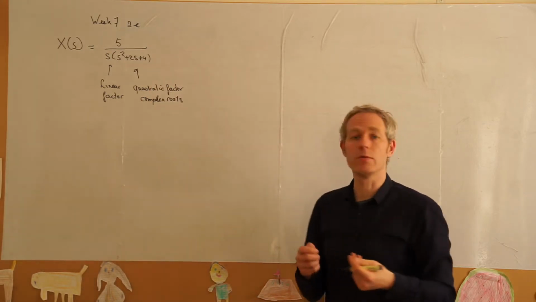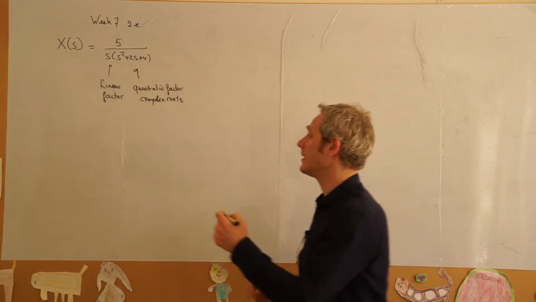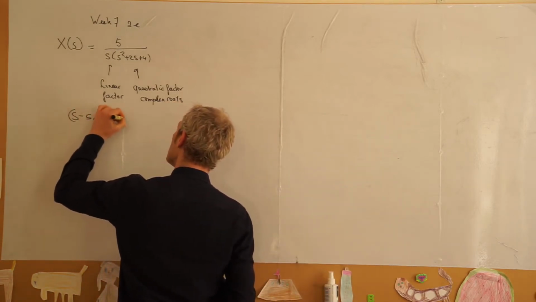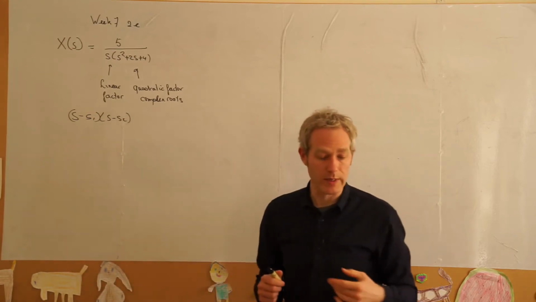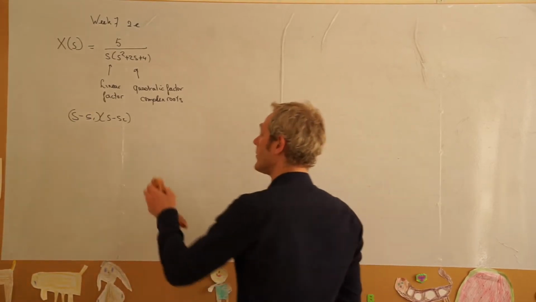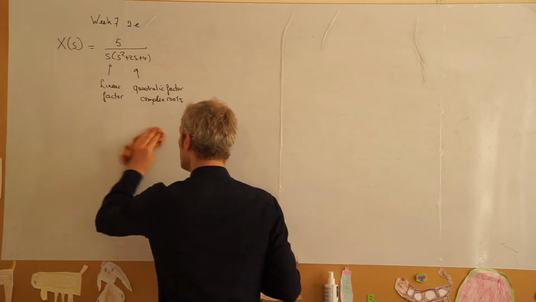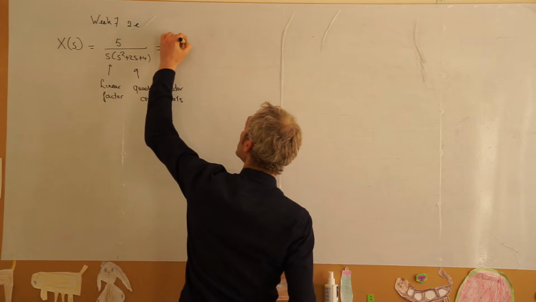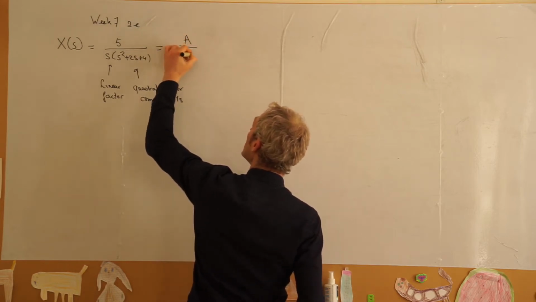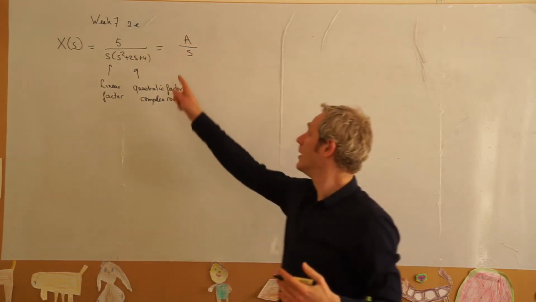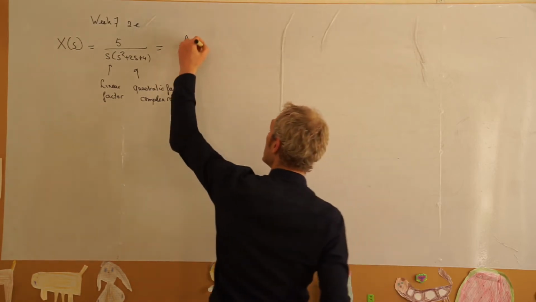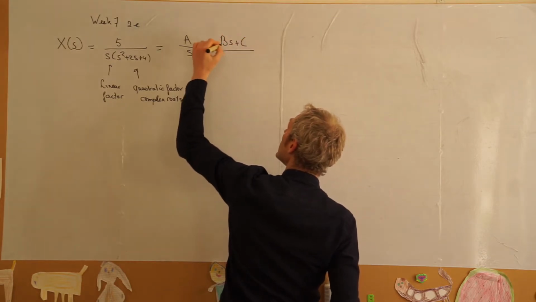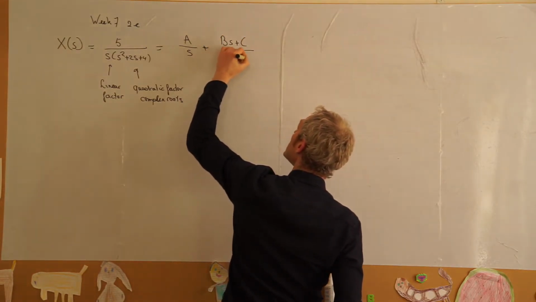which means that we won't be separating it out into something like s minus s1 times s minus s2, like we would do with a quadratic factor with non-complex roots. So we won't do that. Instead, we will write it according to the book. So the linear partial fraction is a over s, and the other is b s plus c over s squared plus 2s plus 4.